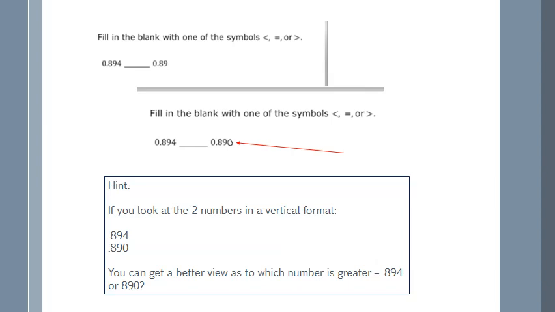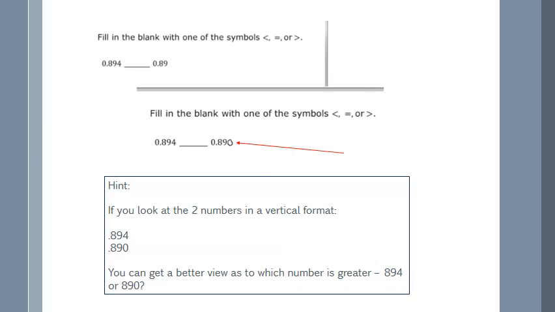So here we have 0.894 and we're supposed to indicate whether that is larger or smaller than 0.89. Well, since there are 3 digits in 0.894, it makes it easier if we make the 0.89 3 digits so we can make a better comparison. And usually horizontally is a little bit more difficult in determining numbers and their less than or greater than values.